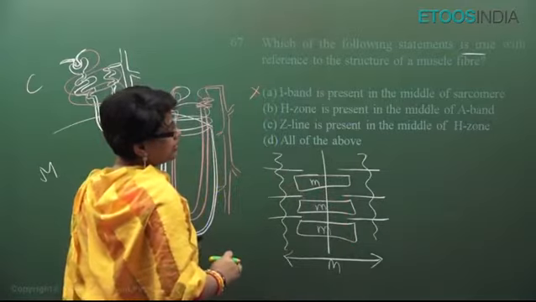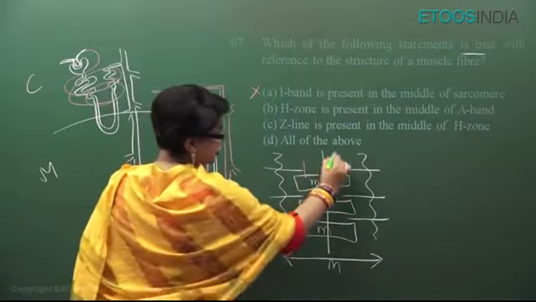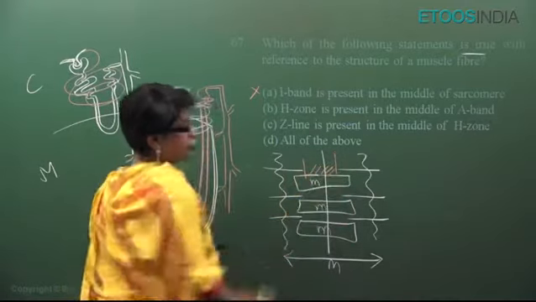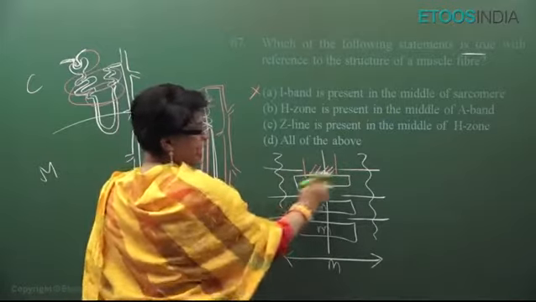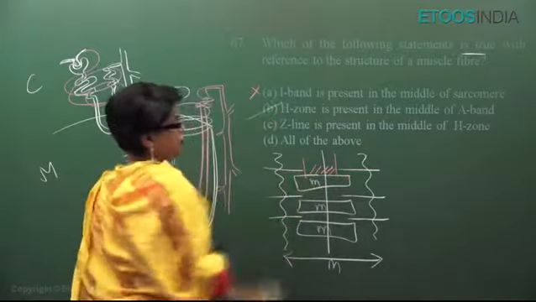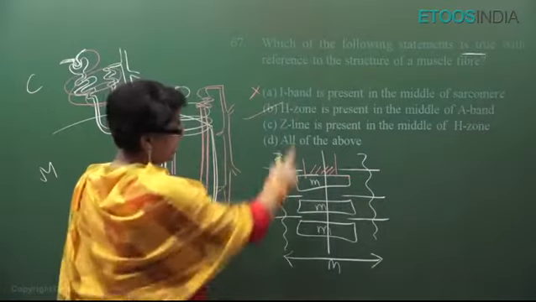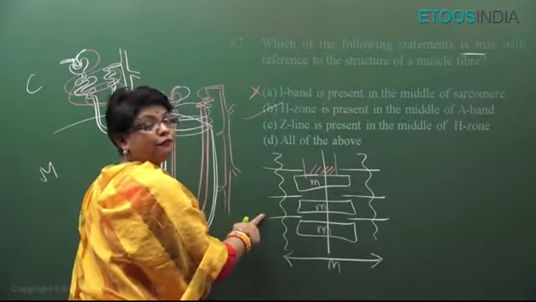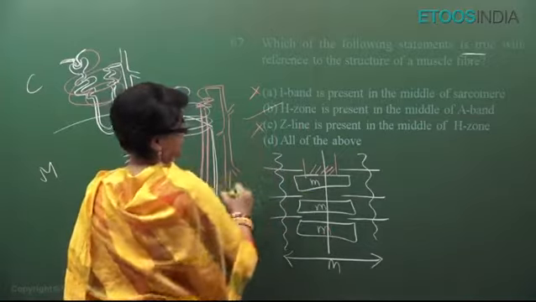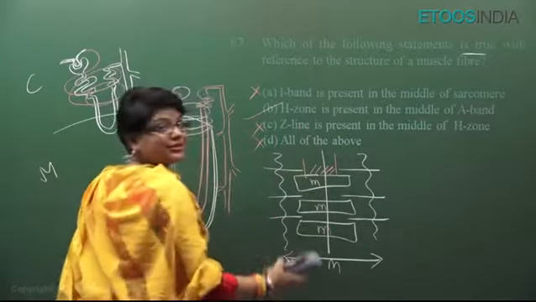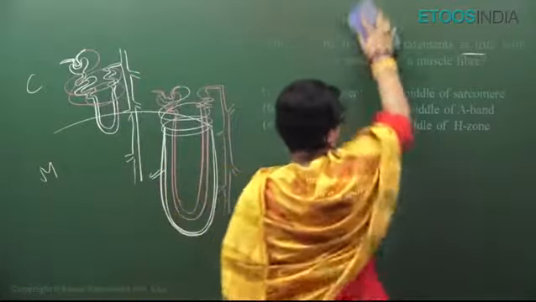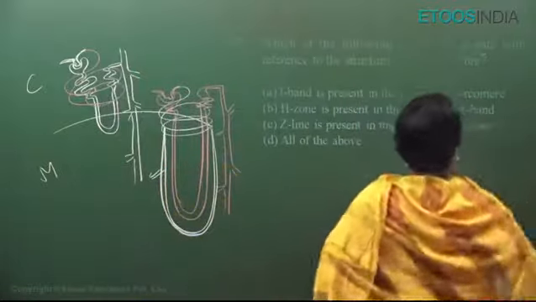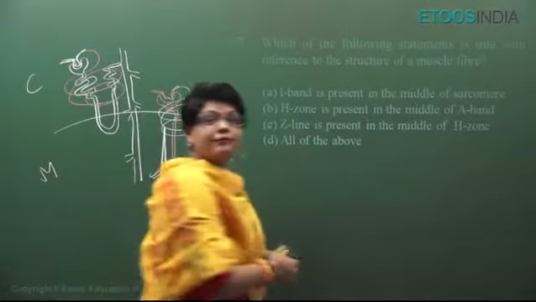H zone is present in the middle of A band. Yes, this is the H zone, the area of the A band which is not overlapped by actin. That is the H zone. Z line is present in the middle of H zone? No, it is the M line. Z line is present in the middle of I band. So the correct answer is option B. H zone is the comparatively lighter zone present in the middle of A band where there are no actin fibers.